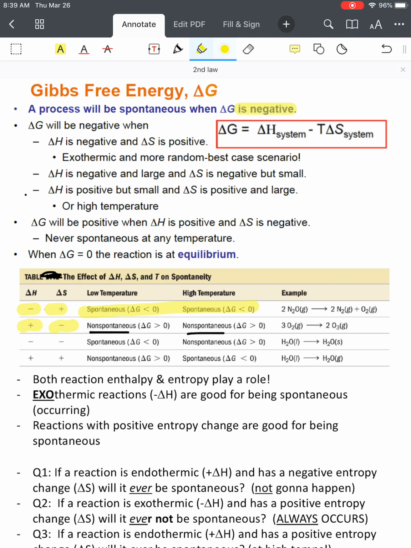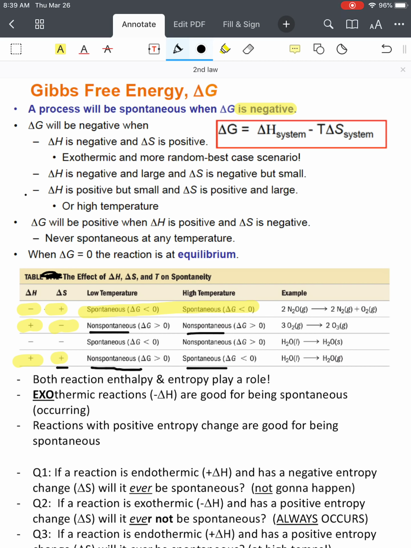What else do we have? Let's consider the last one. We have a positive and a positive sign for delta H and delta S. So here we have an endothermic reaction, but at least the entropy change is favorable because entropy increases here. This is the case that will be non-spontaneous at low temperatures, but spontaneous at high temperatures. It's kind of the opposite of that one that we considered right above it, isn't it? See how these two kind of flip spots, right?